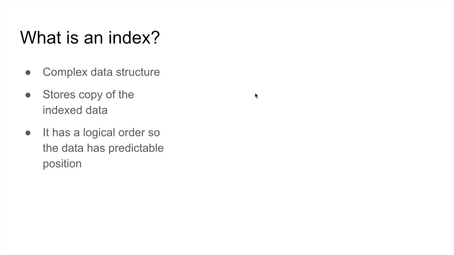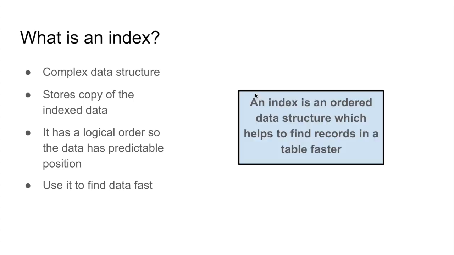Why is that? It's because logically ordered data has a predictable position. Imagine that you would alphabetically order that first name column. Then you would know that you would find an Alex before you would find a Cletus, right? Having a logical order really helps when looking for something. And that's exactly what an index does. It helps to find data fast. So if we summarize all of this into a somewhat of a definition, then I would say that an index is an ordered data structure which helps to find the record faster in a table.